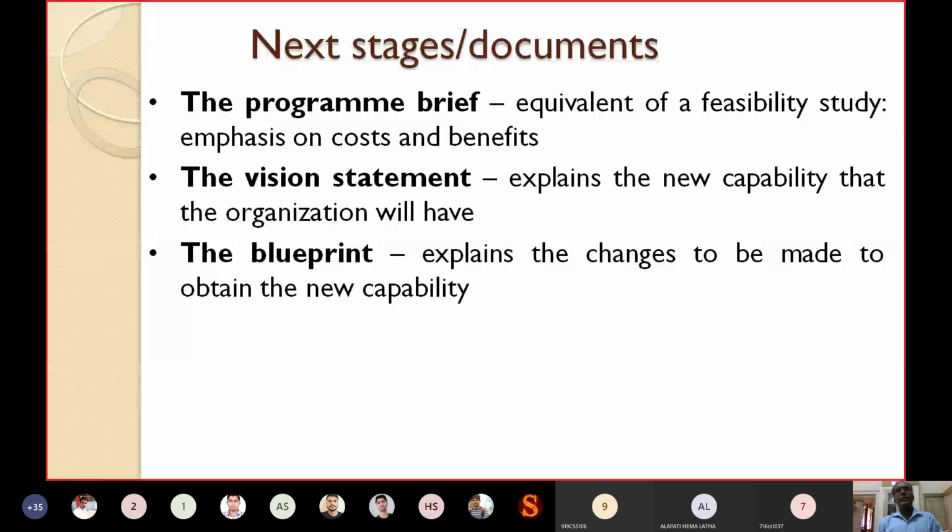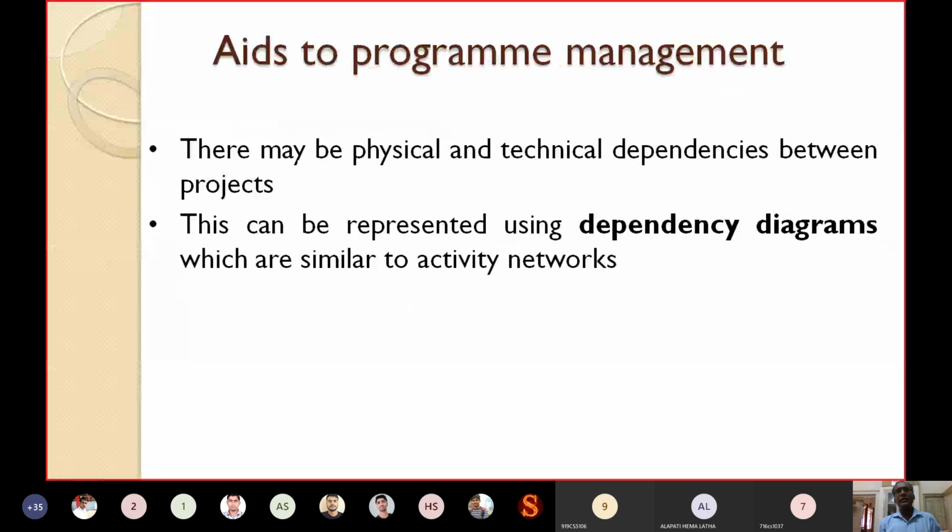Then we'll see some particular aids to program management, some of the tools that can be used. There may be some physical and some technical dependencies between different projects. That means, suppose there are two projects, project A and B. Project B cannot start unless project A produces some outputs.